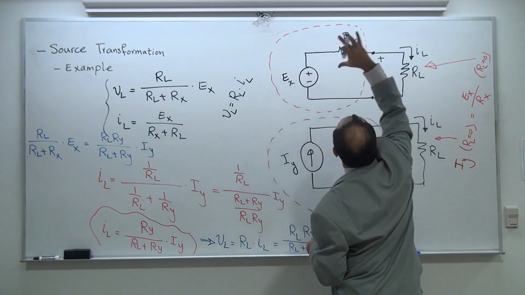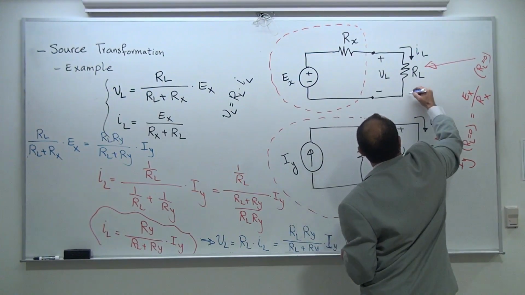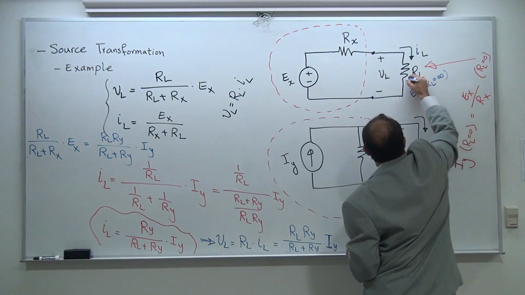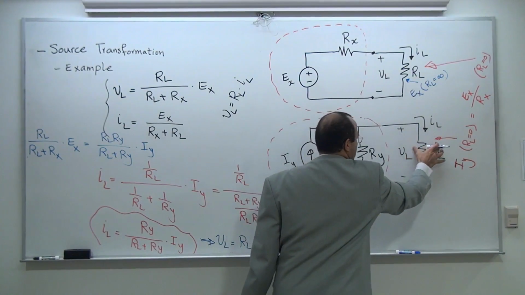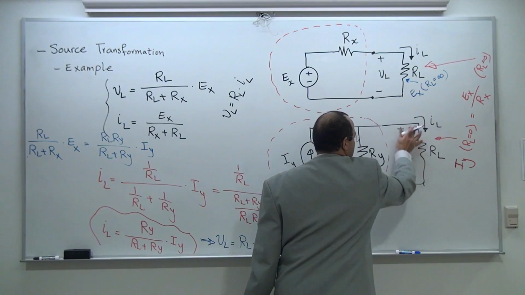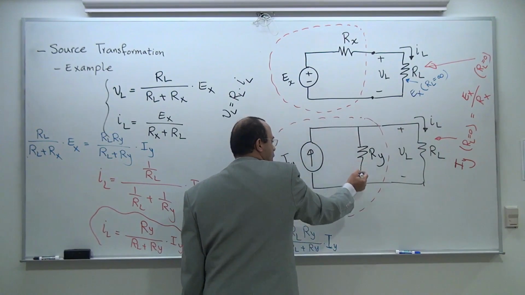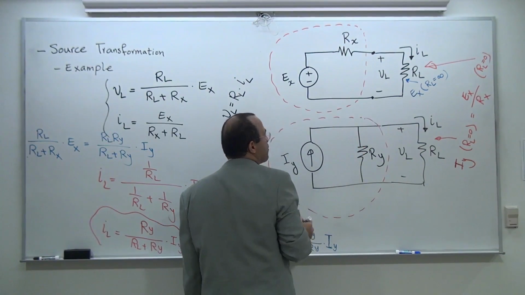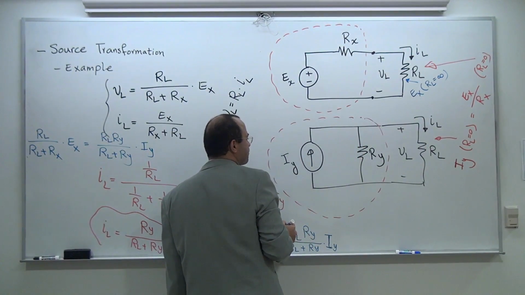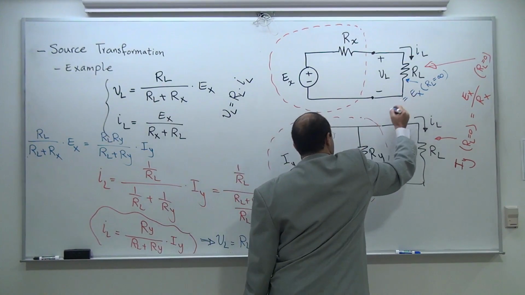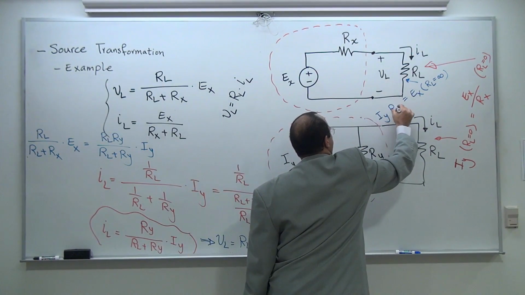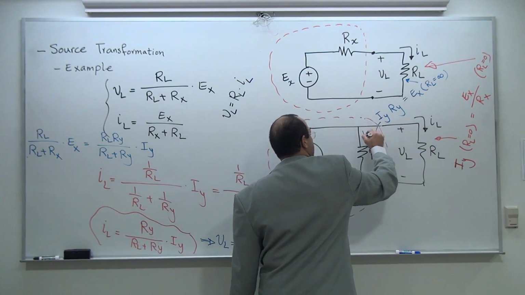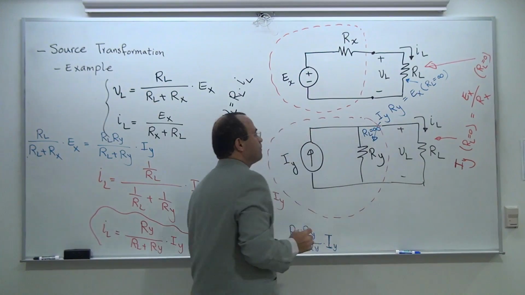Therefore, EX actually drops itself on this one. This is going to be EX if RL is equal to infinity. And when this is open, nothing can go through this line. All the current goes through RY, hits the head of RY on top, creates a plus polarity and a minus polarity at the bottom. And therefore, this one is going to be IY RY, provided that RL is equal to infinity.